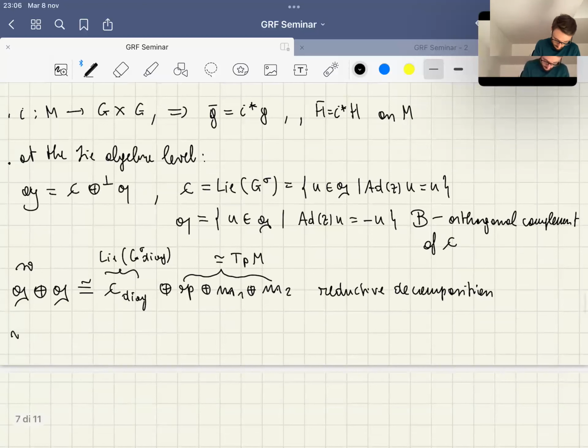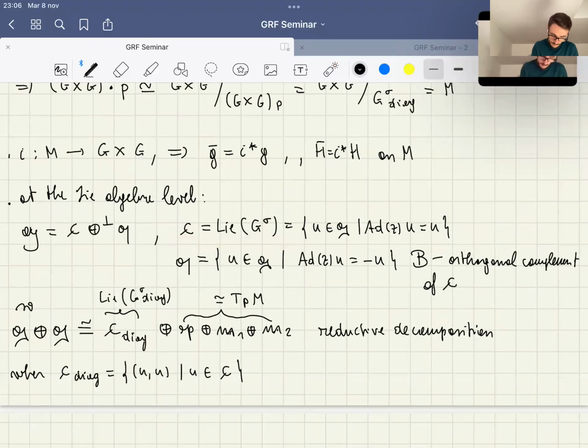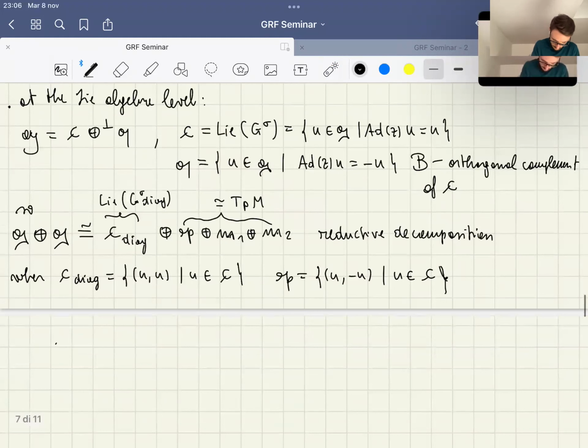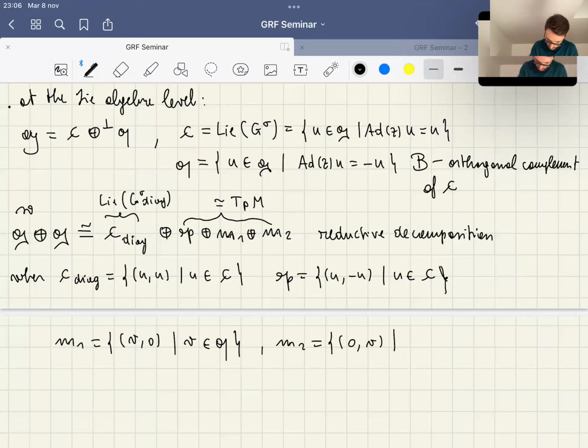And so in particular here, C diagonal is just given by pairs (u, u) such that u belongs to the Lie algebra of the fixed point set of sigma. P is given by pairs of the form (u, -u), such that again u belongs to the Lie algebra C. And M1 is given by pairs of the form (v, 0), such that v belongs to the orthogonal complement Q of the Lie algebra C. And M2 is given by pairs of the form (0, v), such that v belongs to Q. So this is the reductive decomposition, and so you can work at the Lie algebra level now, working on this space that is identified with the tangent space of the manifold at the point we fixed.